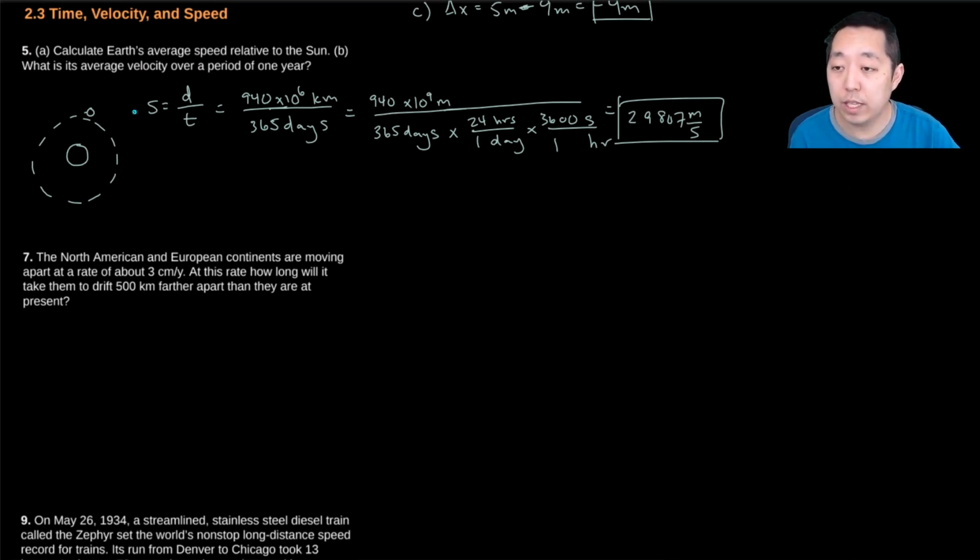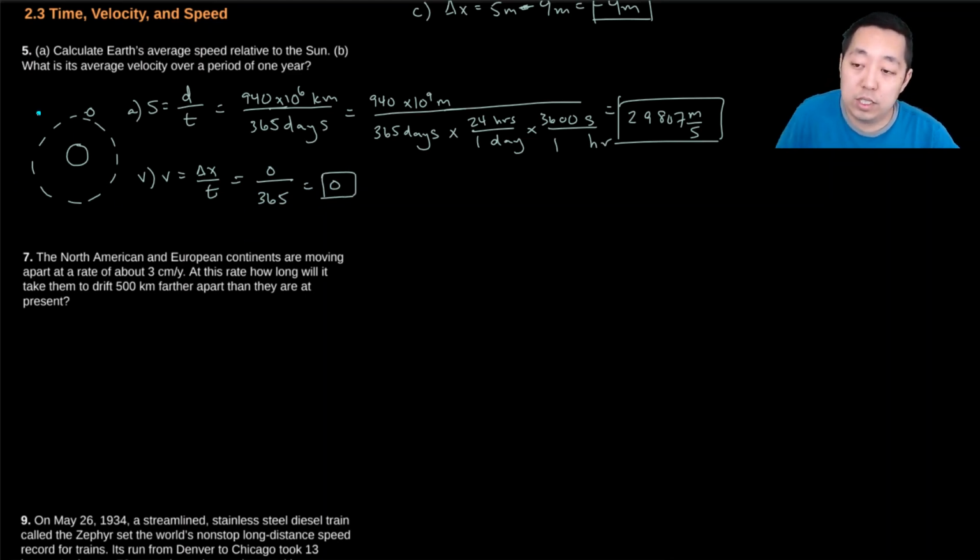Okay, so that's part A. Average velocity is the displacement over time. Now, in 1 year, what is its displacement? Well, it came back to where it started. So its displacement is 0. So average velocity is actually 0, because it just gets back to the same spot every year.